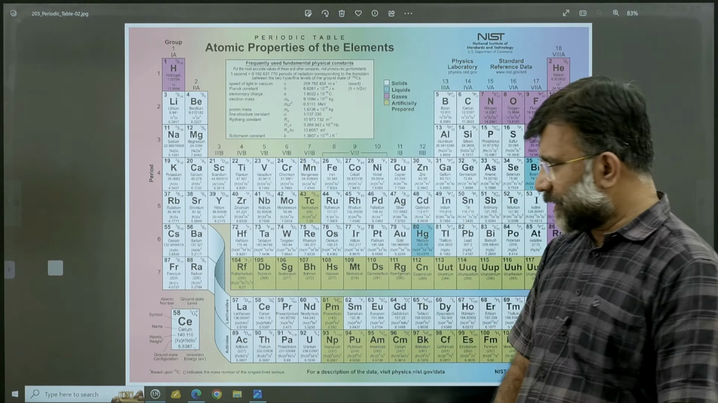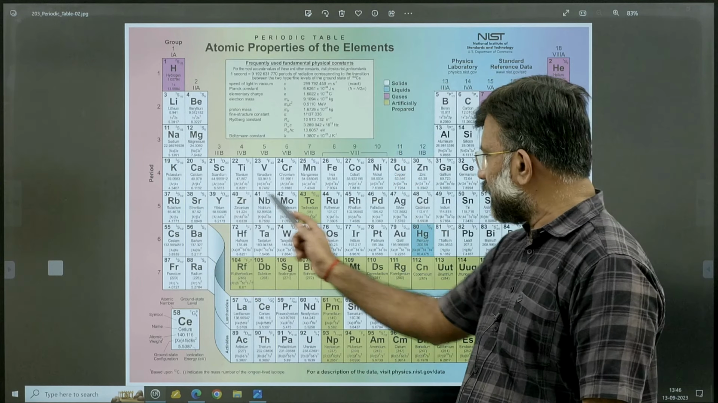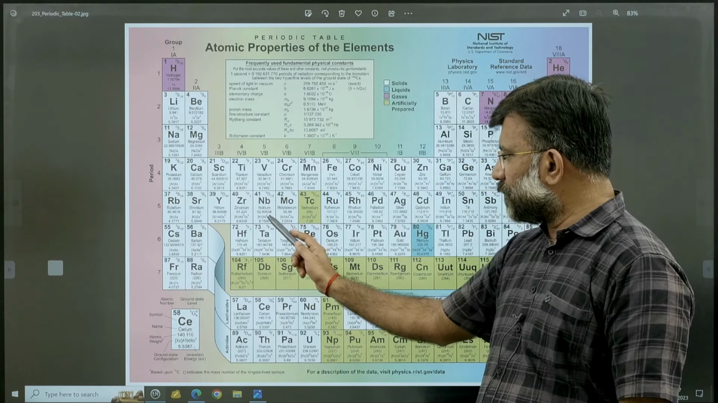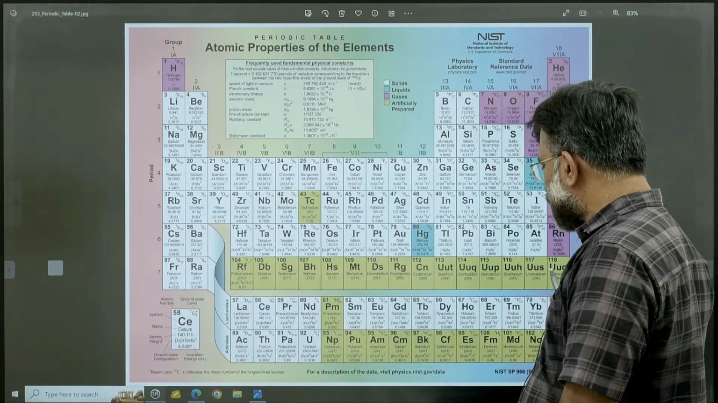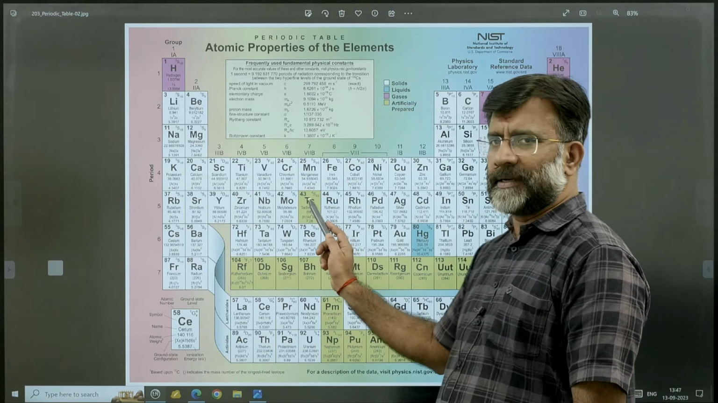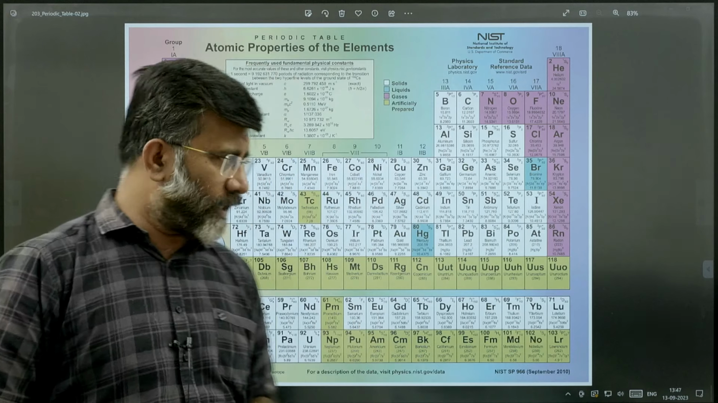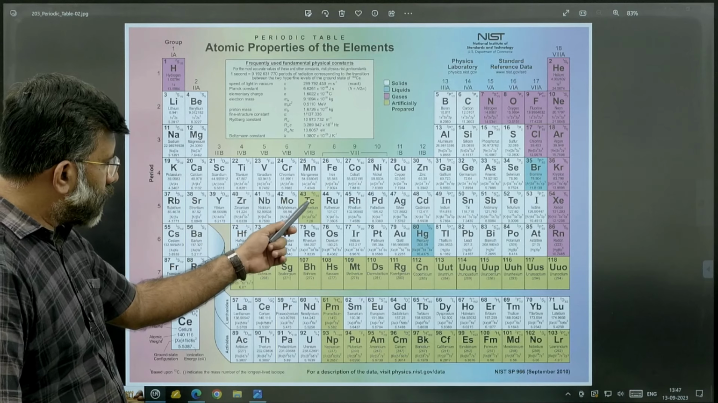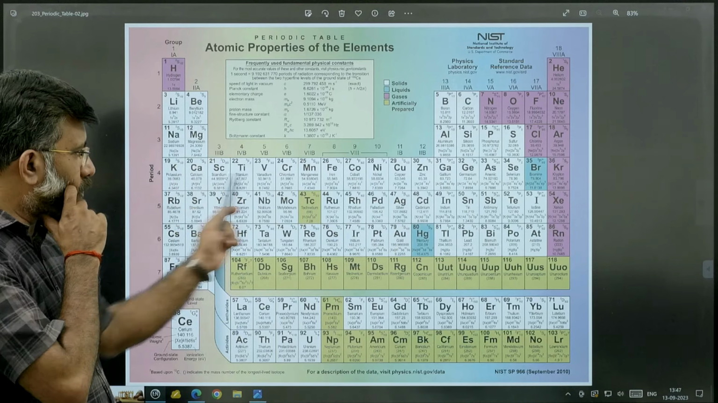While the second series starts after strontium, 39 up to 48 continuous. Yttrium, zirconium, niobium, molybdenum. Technetium is an artificial member. Promethium is artificial. Technetium, first artificial element. In fact, the name technetium stands for artificial. So yttrium, zirconium, niobium, molybdenum, technetium, ruthenium, rhodium, palladium, silver, cadmium, up to 48.